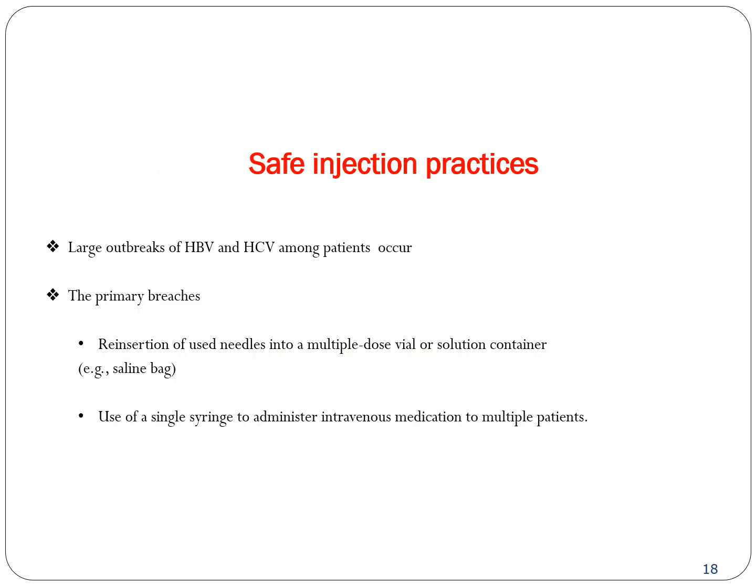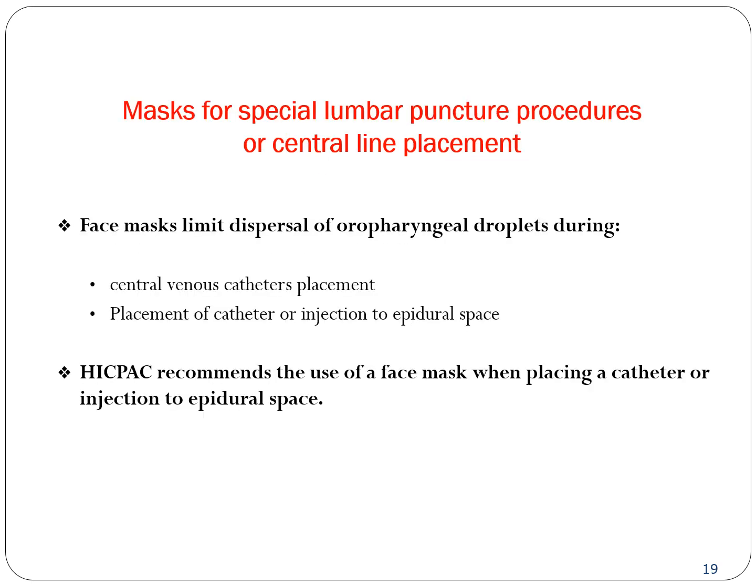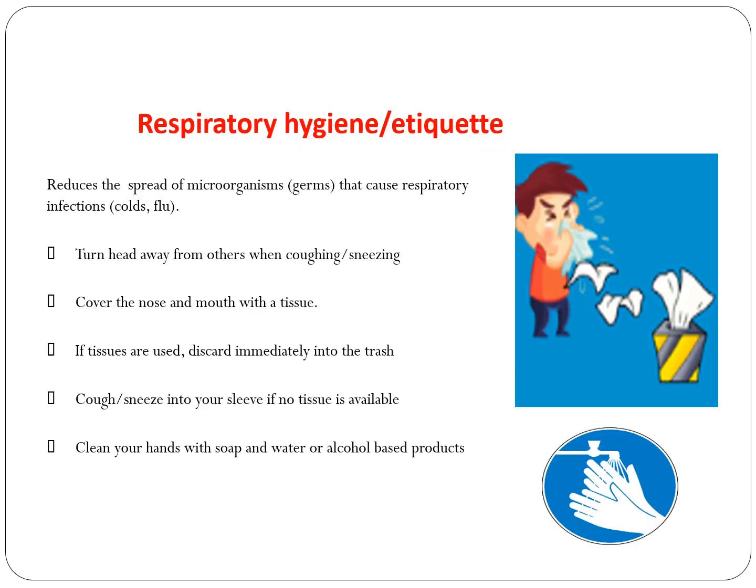Large outbreaks occur among patients of hepatitis B and hepatitis C. The primary reasons are the reused needles and single syringes. So safe injection practice needs to be followed. A mask needs to be applied during specific procedures like lumbar puncture and central line placement, because it limits the dispersal of droplets. Respiratory hygiene needs to be followed because it reduces the spread of microorganisms, that is, turn the head away while coughing or sneezing, and cover the nose and mouth with a tissue.